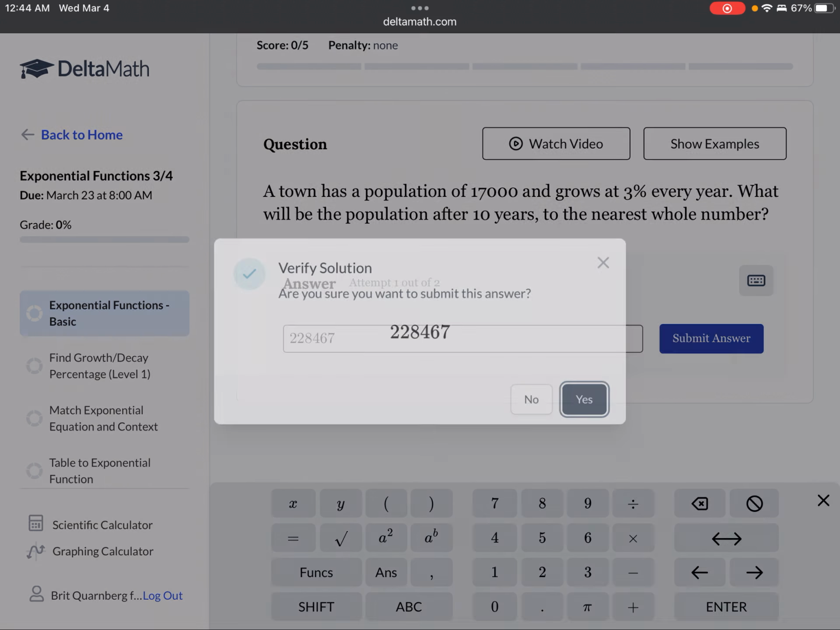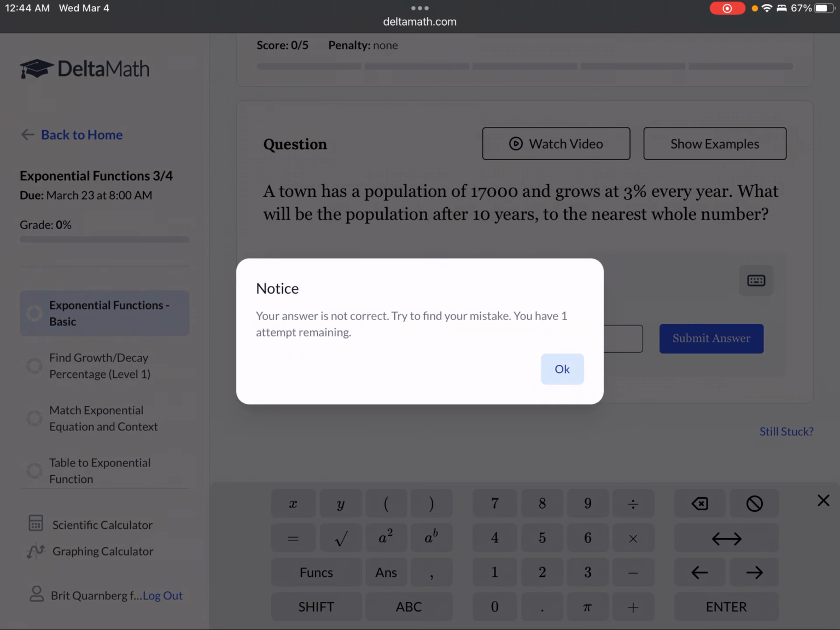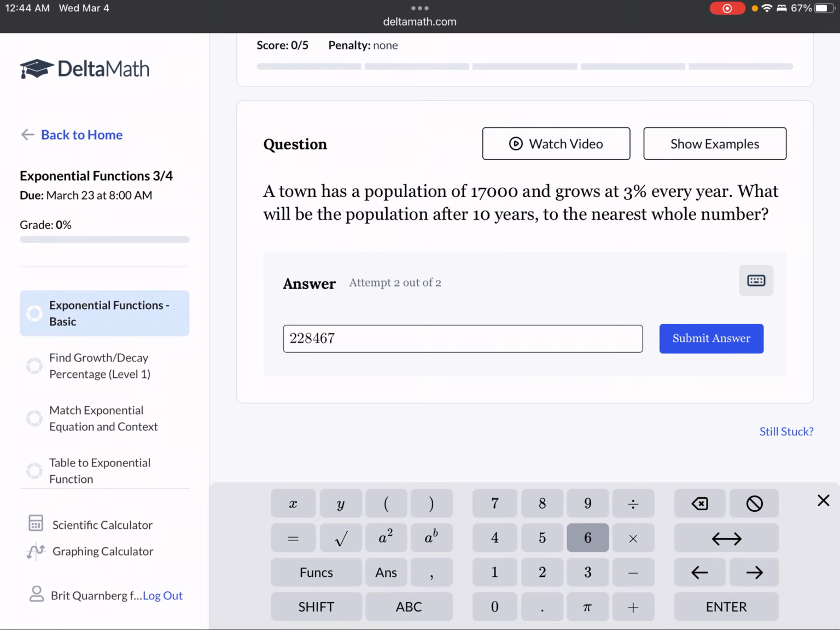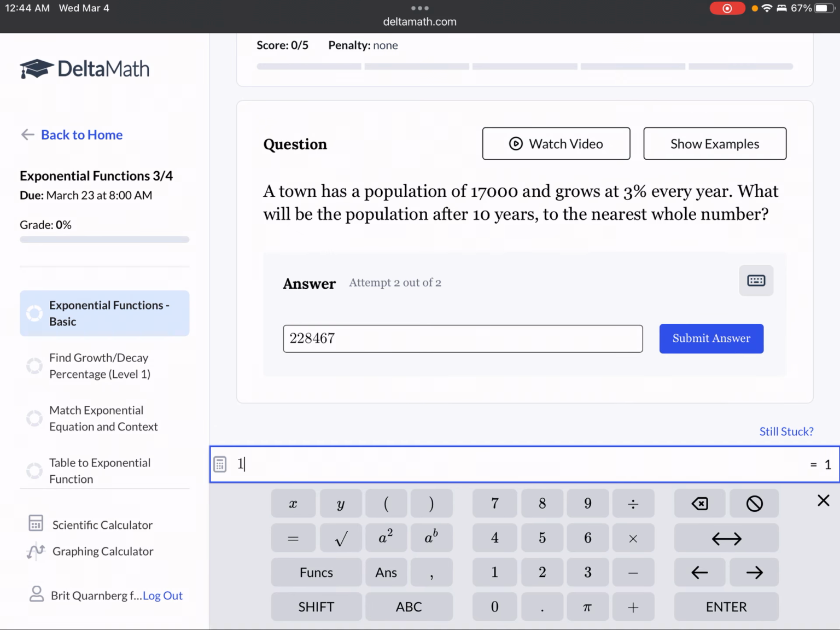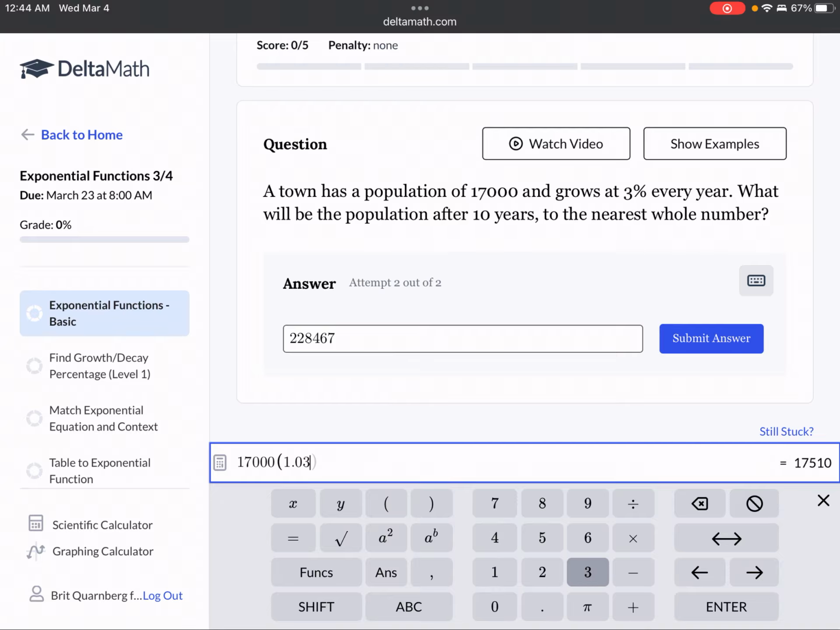Oh my goodness, what was going on? To the nearest whole number. Did I do it wrong? It says grows 3% every year. So let me try this again. 17,000 times 1.03, because that was my growth. And it was to the 10th.